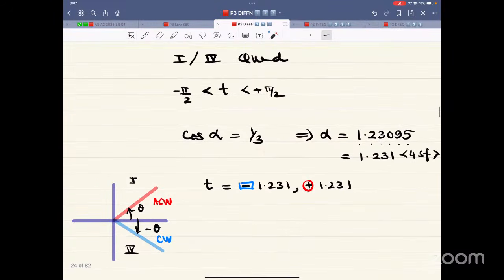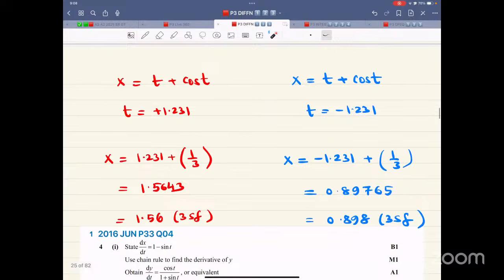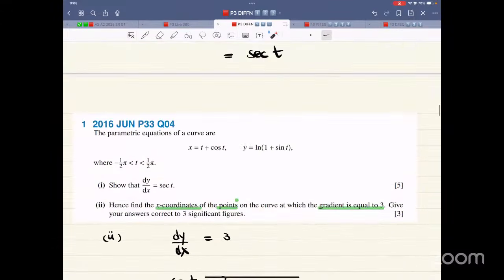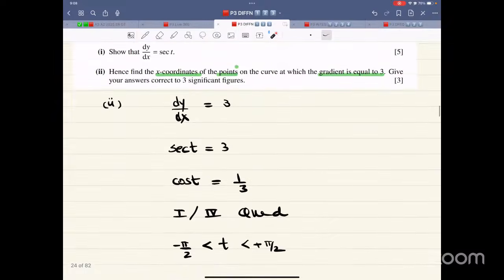So the basic angle that is coming out is this. I'm working in 4SF. One answer is this, negative. The second answer is this, positive. That is the t value. Okay, keep this in mind. This is t. What are they asking? X coordinates. So the examiner already told you, read the question again. Otherwise, I would have left the answer over here.